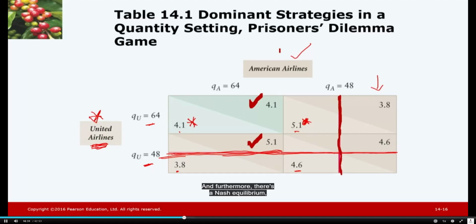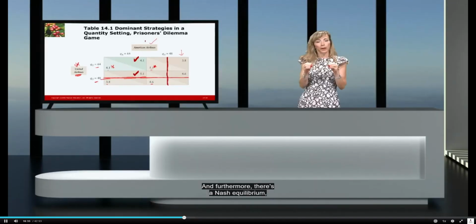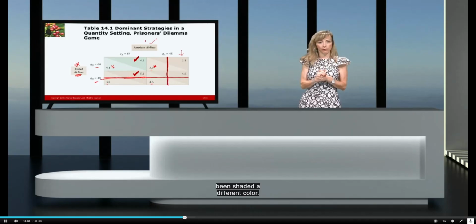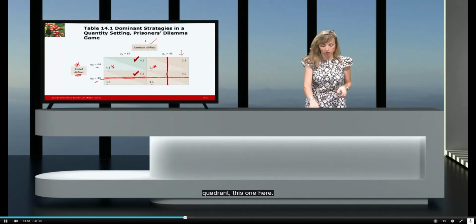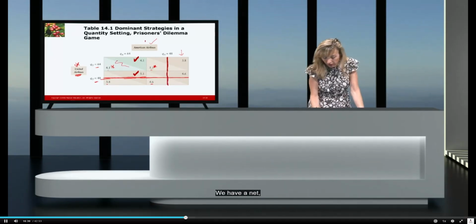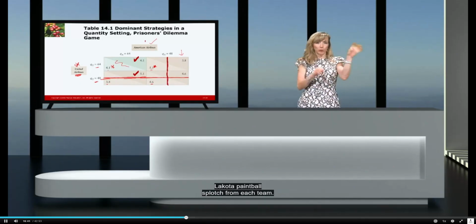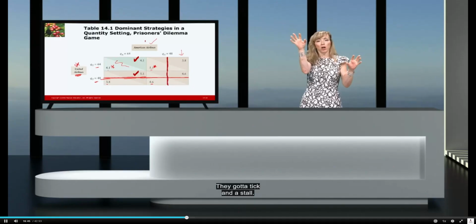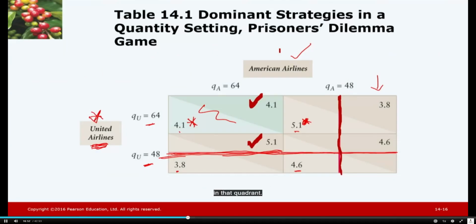And furthermore, there's a Nash equilibrium. And that's the quadrant that's been shaded a different color there, the top left-hand quadrant, this one here. We have a Nash equilibrium because it's like we've got a paintball splotch from each team there. Okay, we've got a tick and a star. They both are happy following their profit maximizing best response in that quadrant.